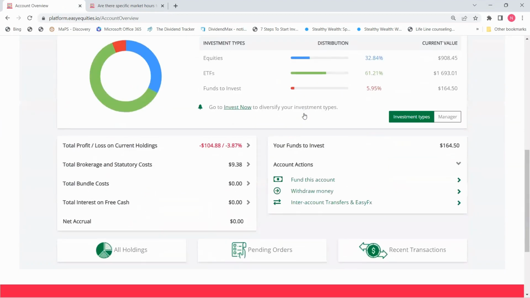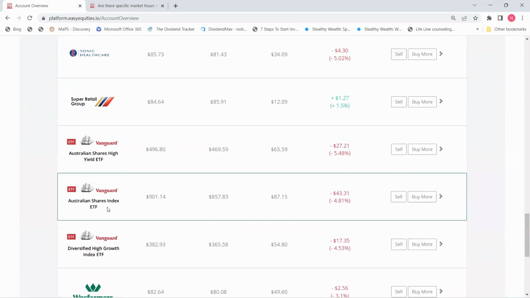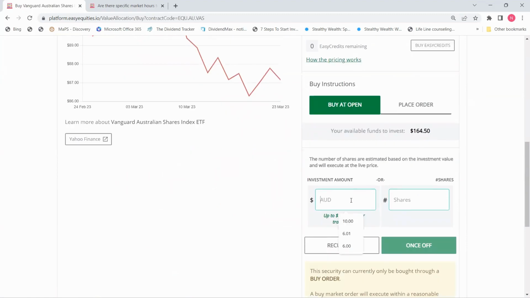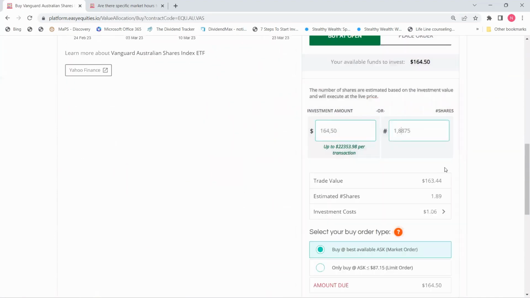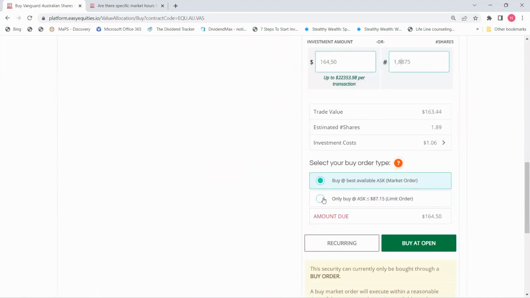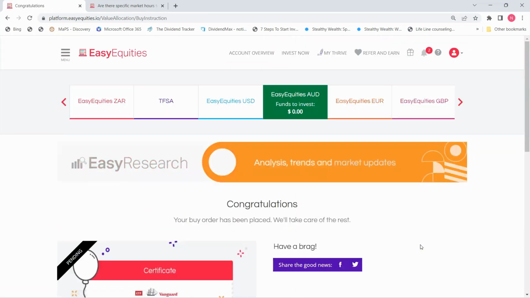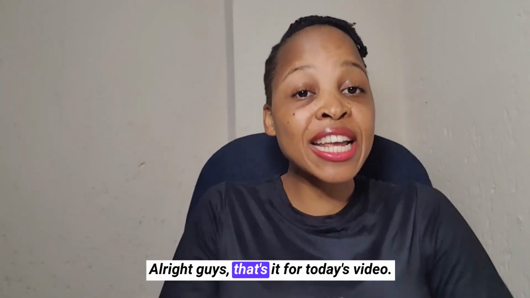So what I'm going to do is I'm going to invest into this ETF, the Vanguard Australian Shares Index, buy more, and I'm going to buy with the entire $164.50. Here we go. That's going to give me approximately 1.88 ETFs, only buy at ask and place buy order. And that's it for today. Investing is done.